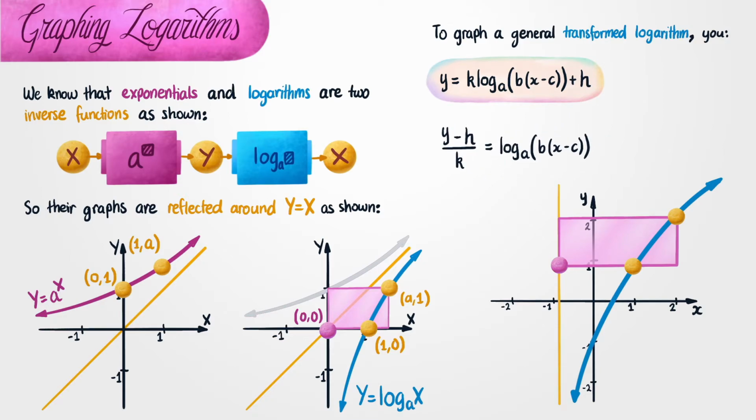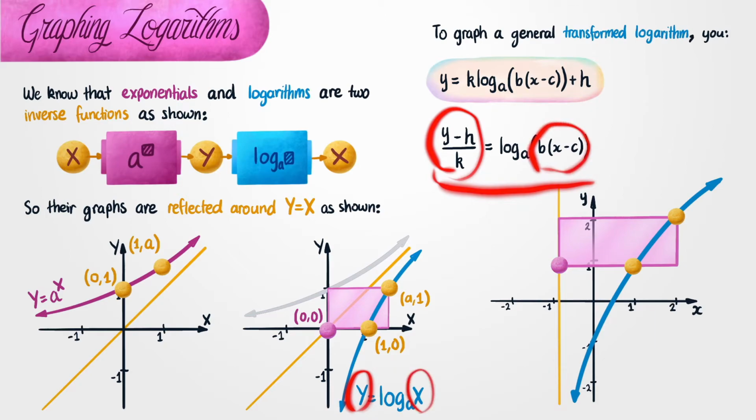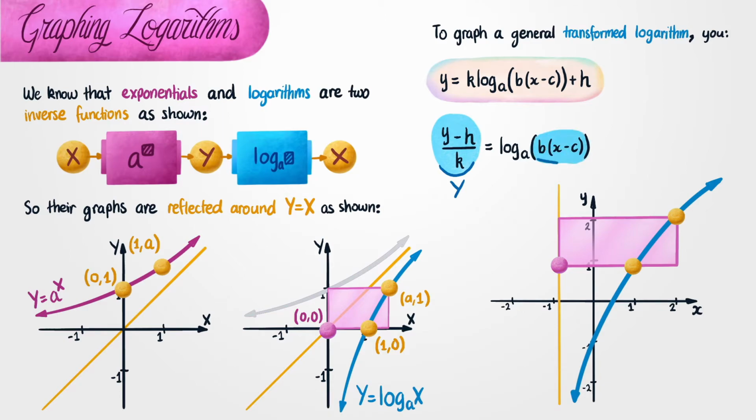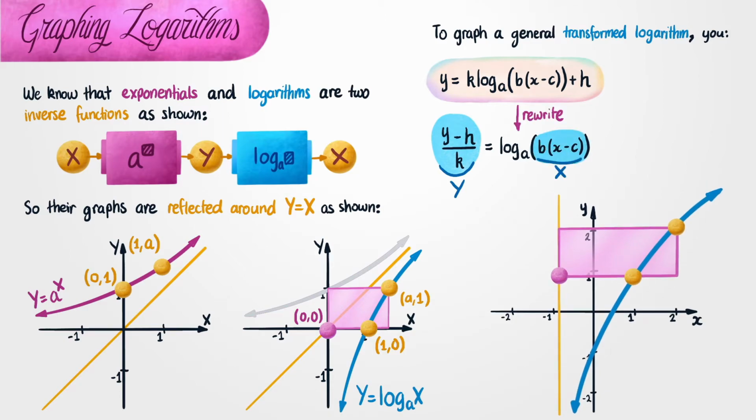Once you've rewritten this in this format over here, notice that this (y minus h) on k is kind of like this capital Y, and this b times (x minus c) is kind of like this capital X. So once we've rewritten this, we can see that capital Y equals (y minus h) on k, and capital X equals b times (x minus c).